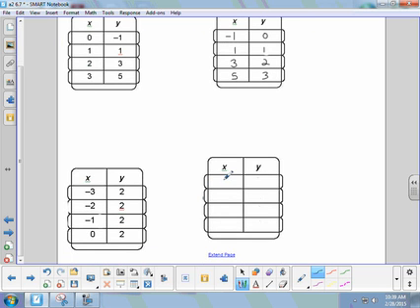Let's do the same thing. 2, -3, 2, -2, 2, -1, and 2, 0. Well, this is an example where you've got an inverse, but it wouldn't be a function because the x values have more than one y value. If you were to graph this, you would end up with 4 vertical dots, which would not pass the vertical line test. That would not be a function.